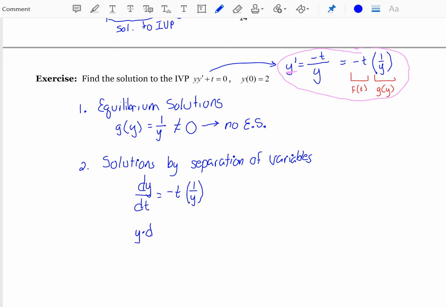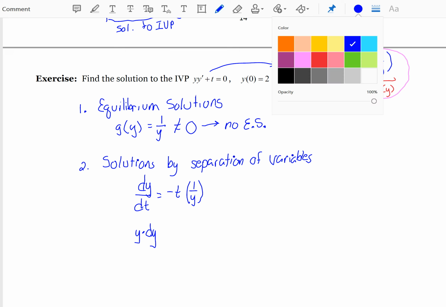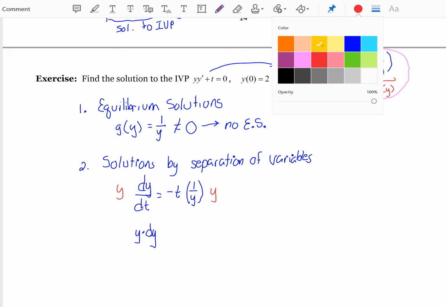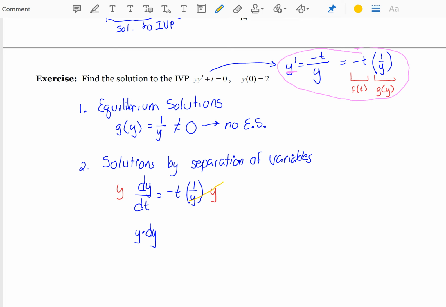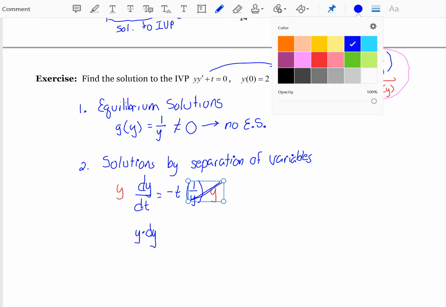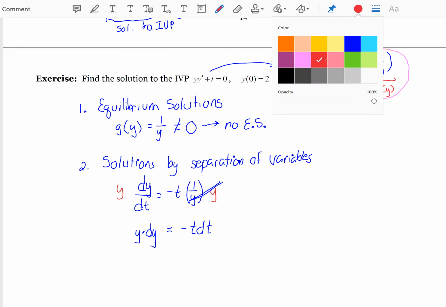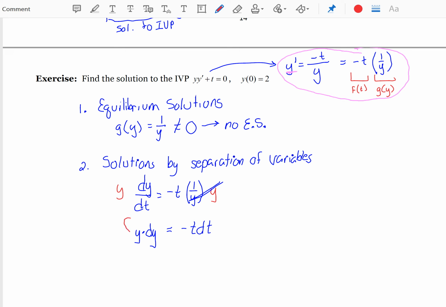So this would be now y dy. Specifically, I'm multiplying this side by y and this side by y, and observing that now these y's will cancel, leaving the y on the left-hand side. Similarly, we'll multiply to get dt on the right. So this would be now negative t times dt. Now that we've separated our variables, we choose to integrate both sides.